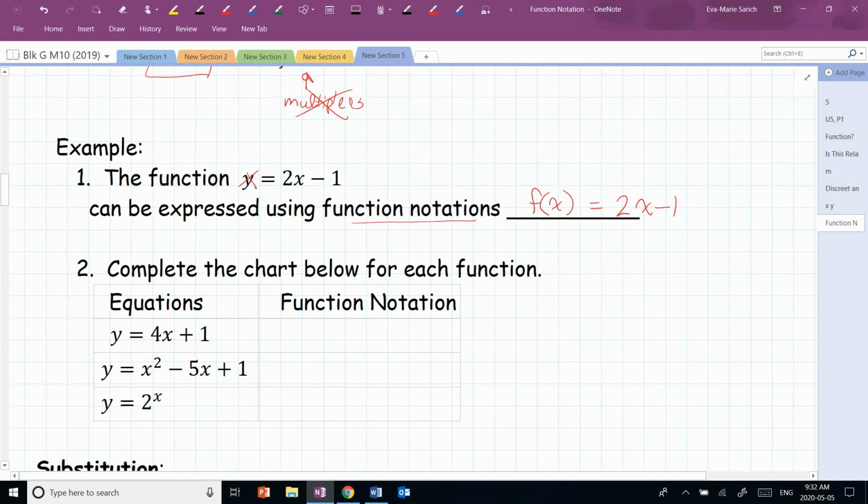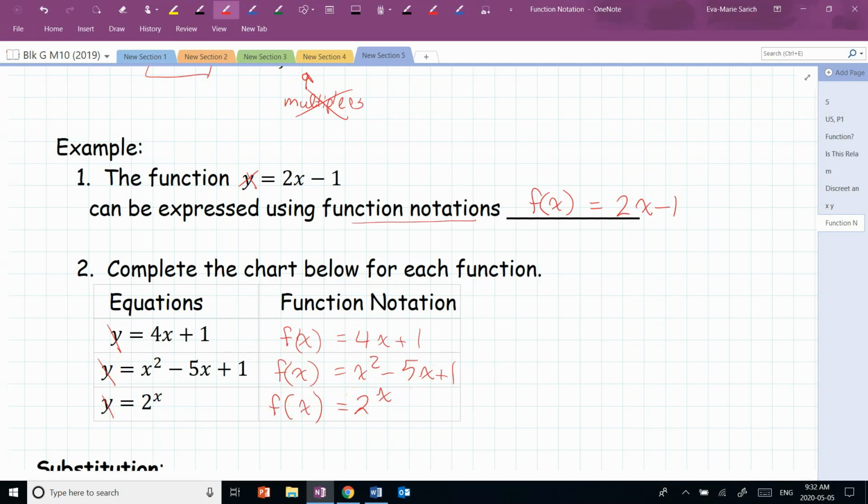So we're just going to do a few examples here where we're going to write these basic equations in function notation. So you're simply taking out the y, putting in f of x is equal to 4x plus 1. Very simple, right? Second example, take out the y, f of x is replacing the y is equal to x squared minus 5x plus 1. Taking out the y, replacing it with f of x is going to equal 2 to the x. We've just written this in function notation. Not too difficult to do, okay?